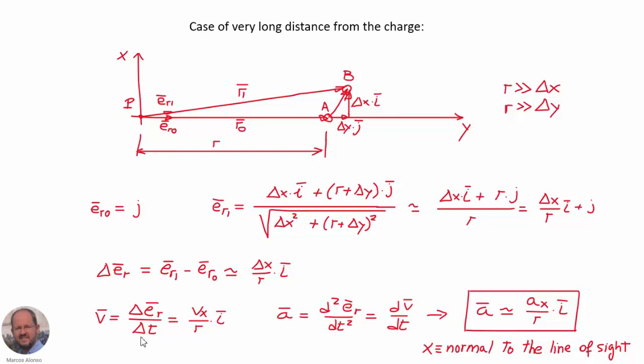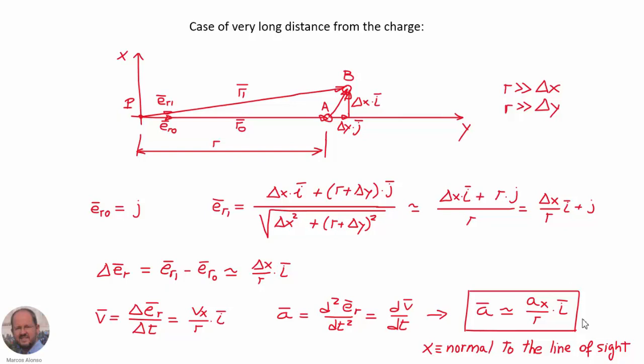So the velocity of the particle can be obtained by this difference in the two vector positions divided by the difference in time. So we get this expression here, which is going to be the speed in the x direction, divided by r. If we take again the second derivative, which is the derivative of the speed in time, we finally arrive at this expression here, which is the component of the acceleration divided by the distance r in the direction i, in the x direction. So the conclusion here is the following.